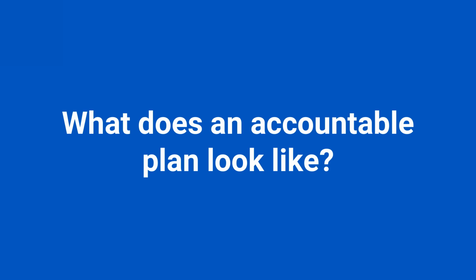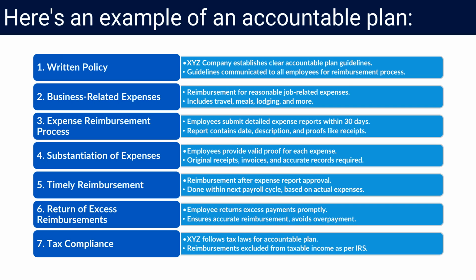What does an accountable plan look like? In the example shown here, you can see the different components of the accountable plan. The written policy, business-related expenses, the expense reimbursement process, substantiation of expenses, timely reimbursement, returning excess reimbursements, and tax compliance. Let's look at each of these.